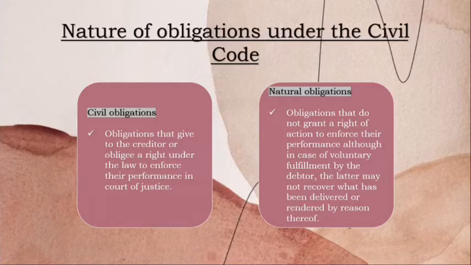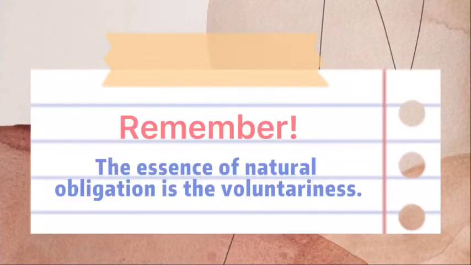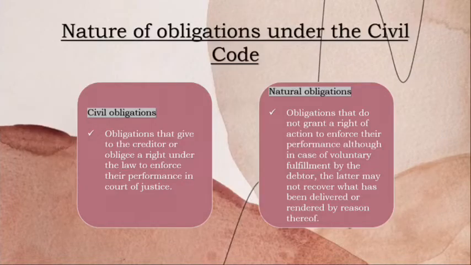But suppose that despite the fact that the obligation has already expired, the debtor still volunteered to pay his obligation to the creditor. The question is, can the debtor recover what he has paid? The answer is no, because although the obligation is no longer a civil obligation because it expired when the creditor failed to enforce his right within 8 years, it became a natural obligation. Remember that the essence of the natural obligation is voluntariness. If the debtor volunteered to perform the obligation, the debtor can no longer recover what he has paid.